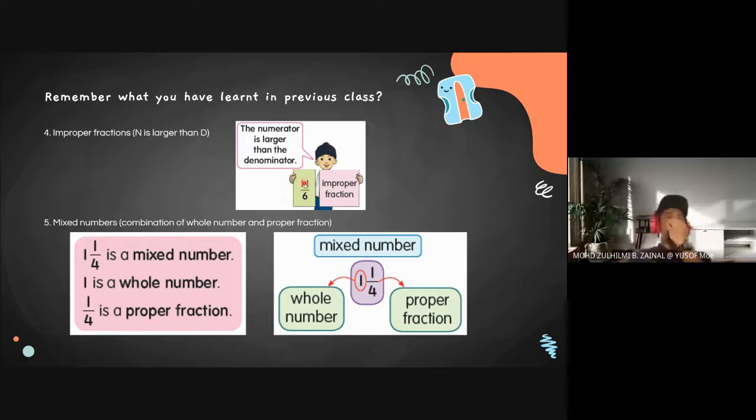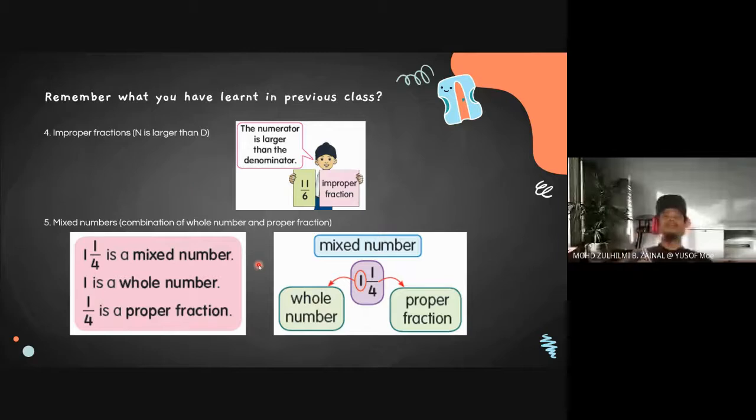Also, if you have the same number, for example 6/6, both of the numbers in numerator and denominator are same, itu also we call it as an improper fraction. Kalau sama pun dia improper fraction, atau dalam bahasa Melayu, pecahan tak wajar. Kalau proper, pecahan wajar. Kalau improper, pecahan tak wajar. Okay, simple.